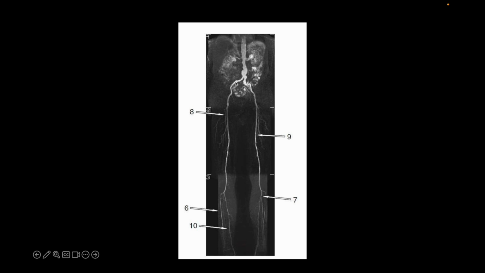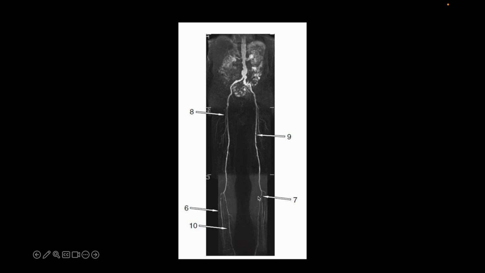This is an MRA, and you can see the aorta then bifurcates into these. Let's start up and then work our way down. So number 8 is the right profunda femoris artery. And we know that because this is the common femoral artery. This would be the superficial femoral artery, and the one that goes into the thigh would be the profunda. On the other side, this would be the superficial femoral artery, so that's 9.